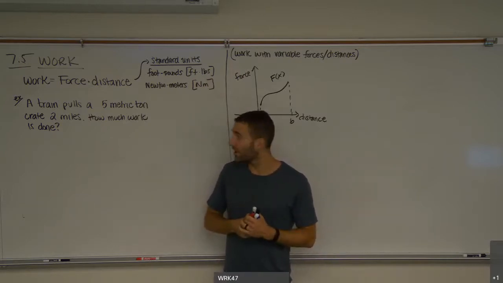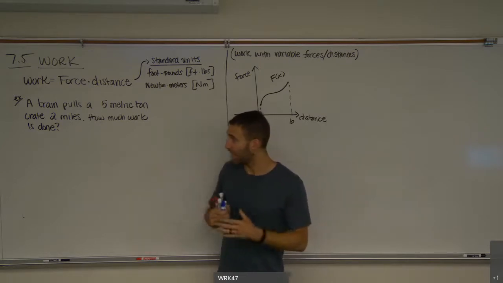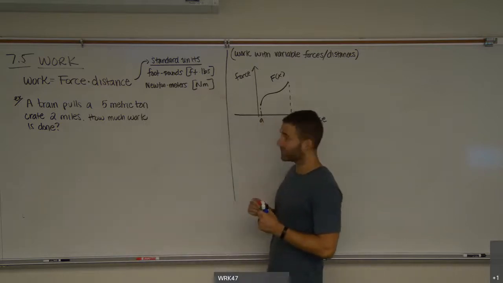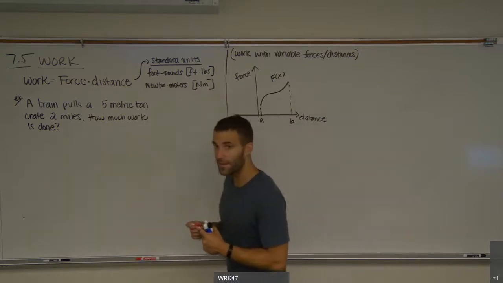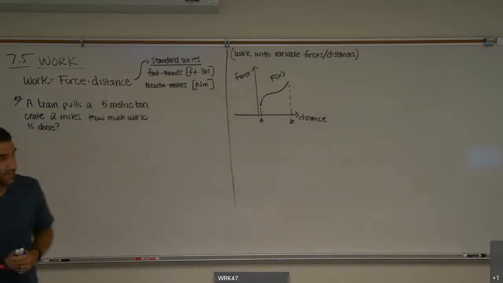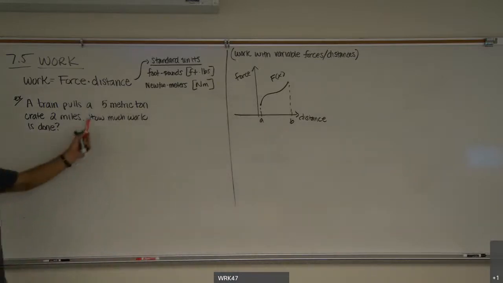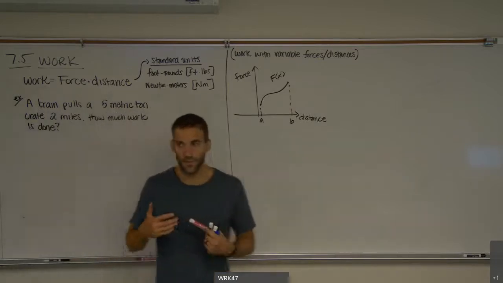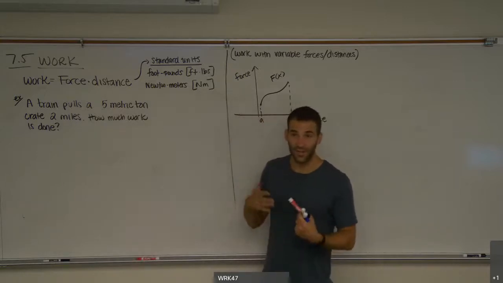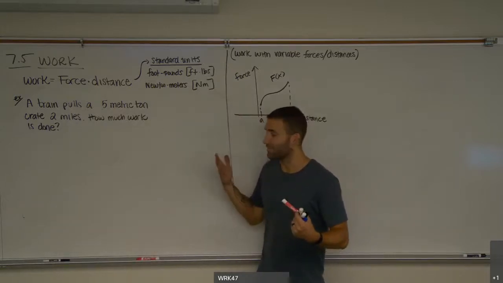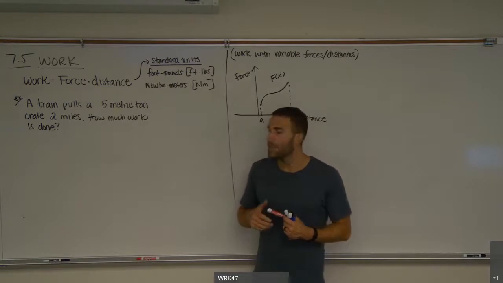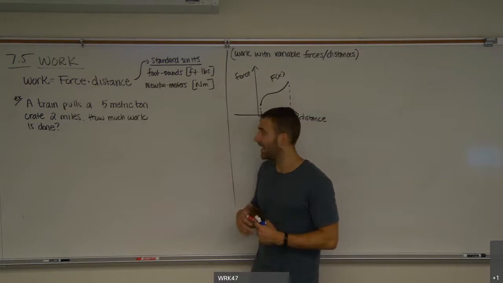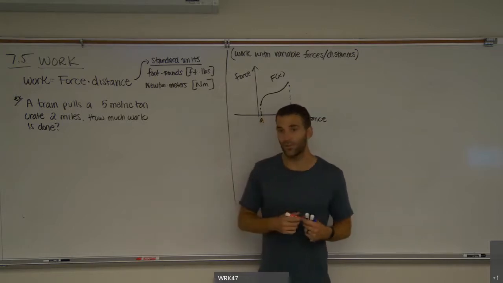And so just to give an example to start, a nice simple example to warm up this idea of work is, say we have a train, and a train pulls a 5 metric ton crate for 2 miles. How much work is done? Now in this case, we can really think of it quite plainly. We have 5 metric tons. If we wanted to convert this into kilograms or something like that, we could. Or maybe even pounds. But either way, say we have a 5 metric ton crate and it's traveling a distance of 2 miles. How much work is done?